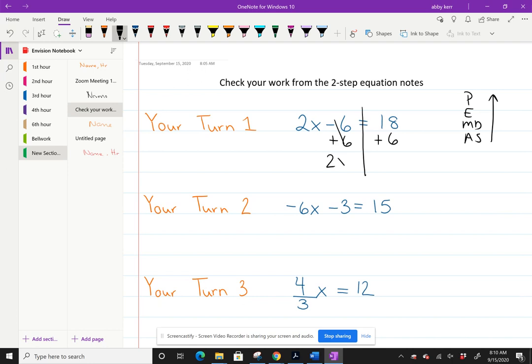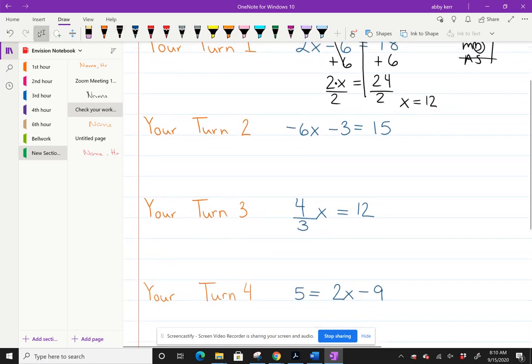So then drop down the 2x. 18 plus 6 is 24. I'm done with the adding and subtracting. Now 2 times x, how do we undo timesing? We do that by division. So we divide by 2 on both sides. X equals 12. So make sure that your work is done in each line.